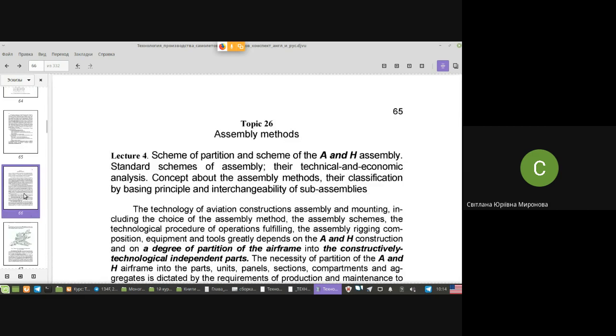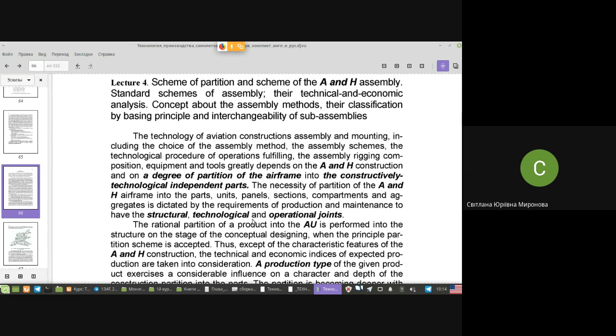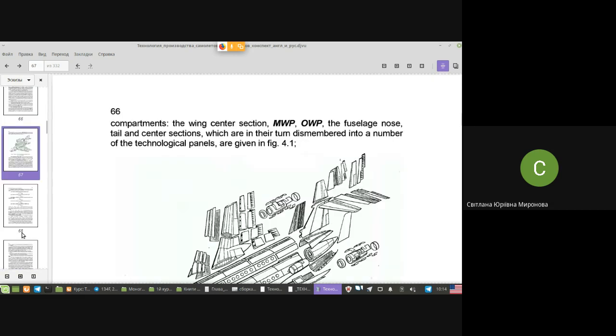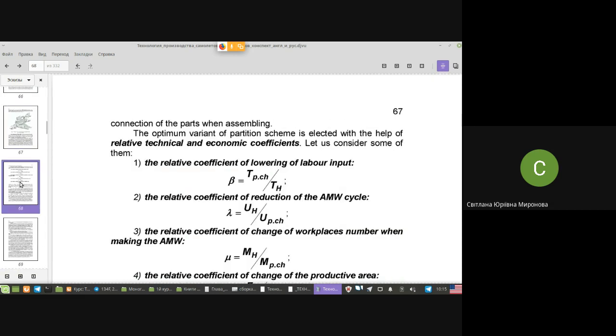Here is page 65, assembly methods. I hope you do remember that first lecture here. It discusses the most common issues, like junctions with the name bricks actually. Not much about junctions, but it discusses it.